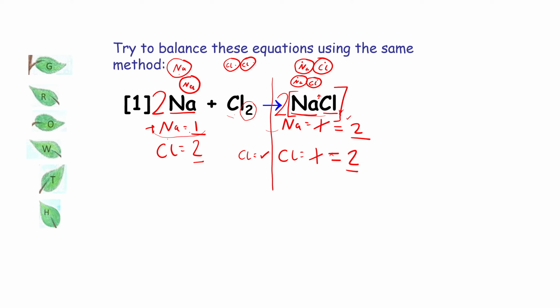Well, the chlorines did not change. The chlorines stayed the same because I did not change the number in front of here. So I can ignore the chlorines. But now I've got 2 sodiums. So now let's have a look. Chlorines are still balanced. The chlorines are good. Sodium, I've got 2 sodiums on the left. I've got 2 sodiums on the right. So we are good. This is balanced.